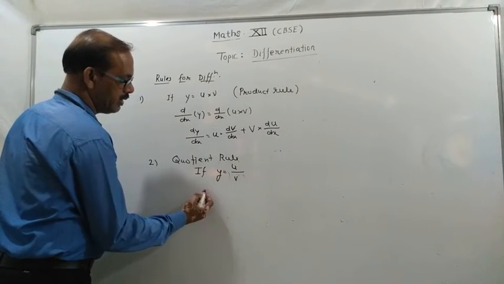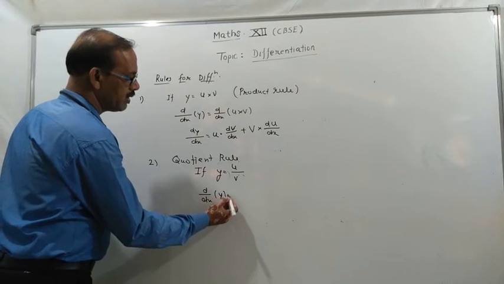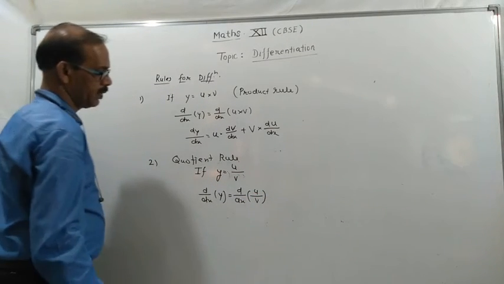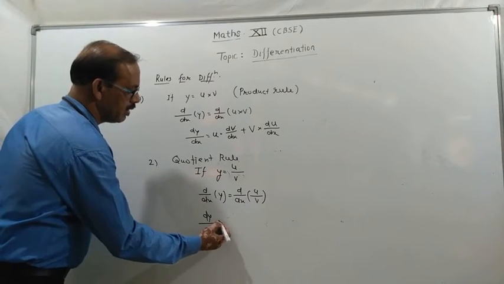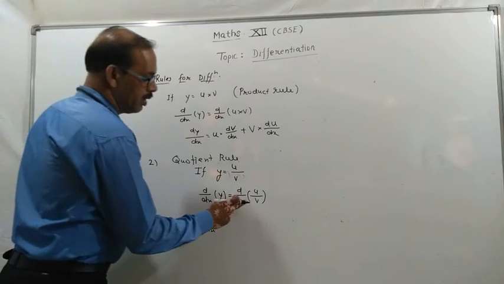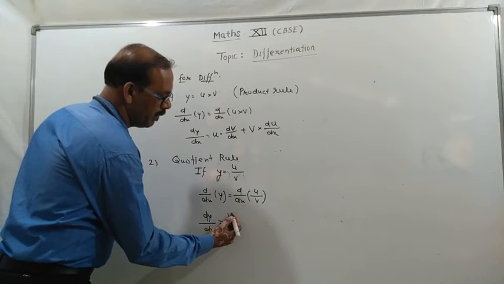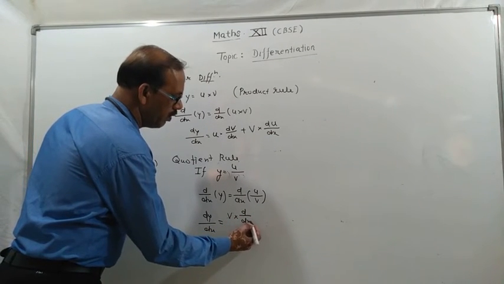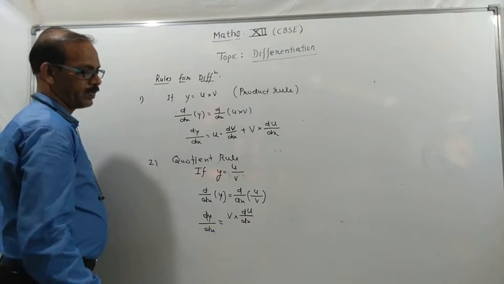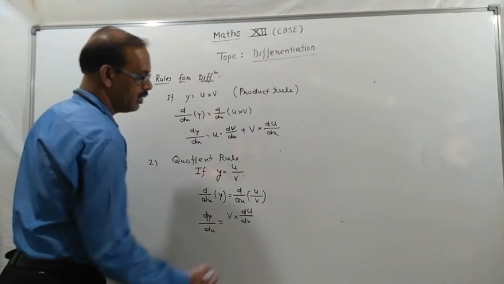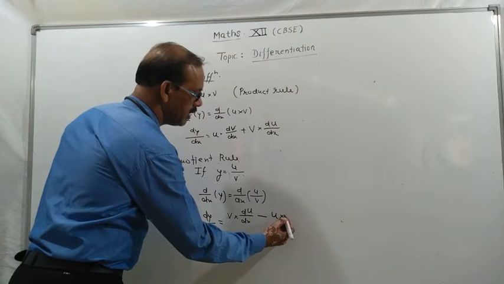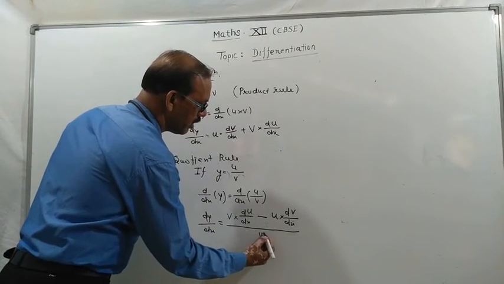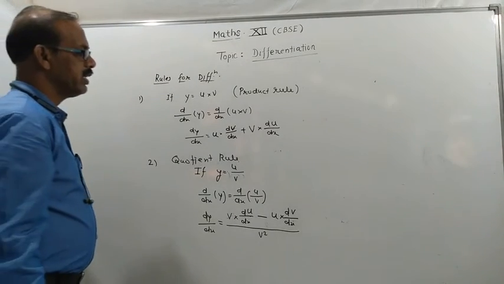First, we take the derivative of both sides, that is d/dx of the left hand side is equal to d/dx of the right hand side, that is u upon v. So dy by dx is equal to, while applying the quotient rule, first we keep the denominator as it is, this v as it is, into derivative of numerator, that is u, minus numerator as it is into derivative of denominator, and the whole divided by denominator square.